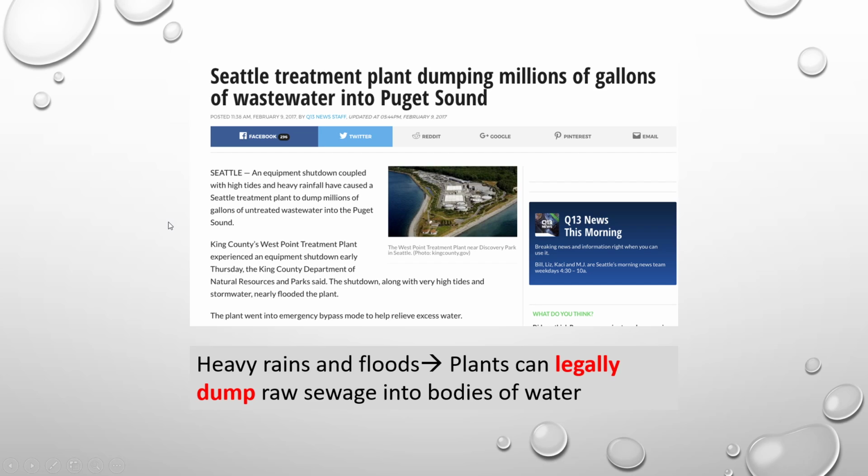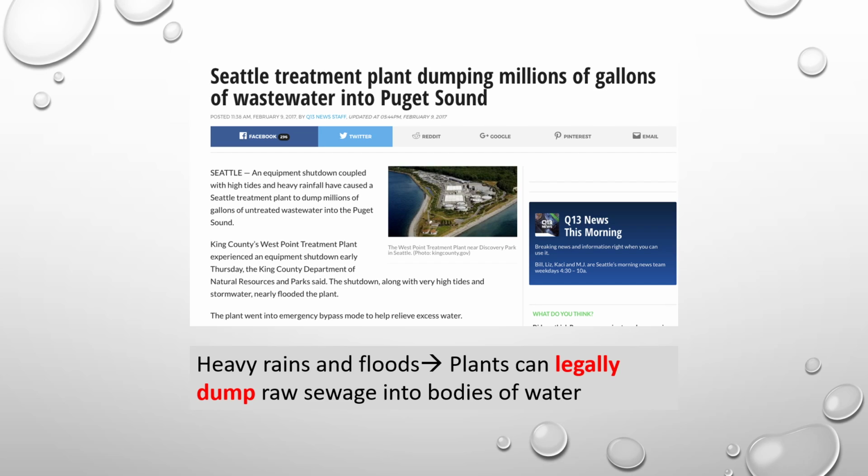Now, this is a case study from Seattle. This was in 2017, where a Seattle treatment plant was dumping millions of gallons of wastewater into the Puget Sound. Essentially, when there are heavy rains and floods, there are certain plants that are allowed to dump raw sewage into bodies of water because they will have too much water to treat. So they are allowed to do that.